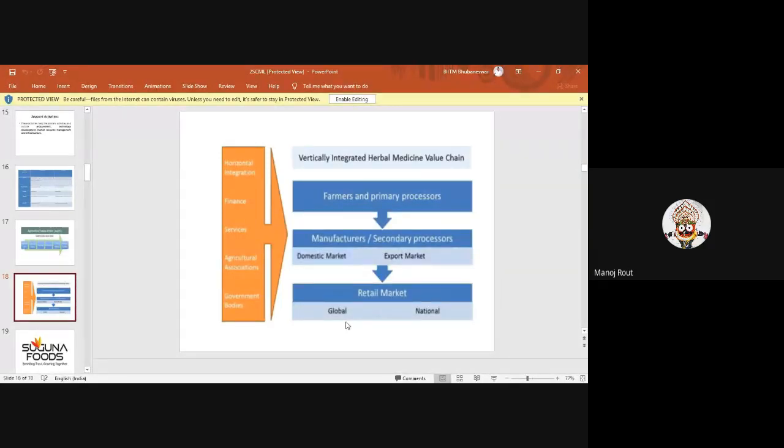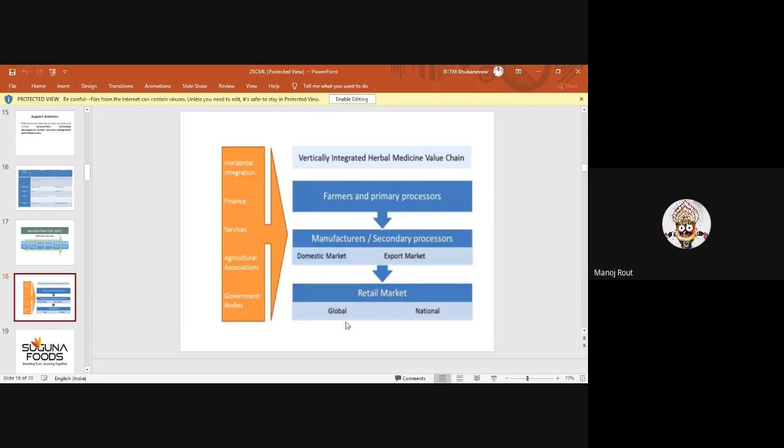Going to the next one, you see the vertical integration of all the things. Vertical integration of herbal medicine value chains. If you go to the horizontal integration, finance is there, service is there, agricultural association is there, and government bodies and their policies are there. But apart from those things, if you concentrate on vertical integration, farmers and primary processors are there. Downline, manufacturing and secondary processors are there. These manufacturing and secondary processors are divided into two types, that is domestic market or export market. Lastly, it should reach the retail market, both globally as well as nationally.